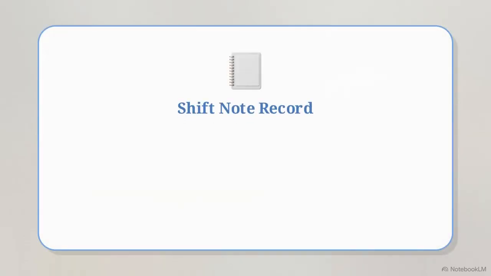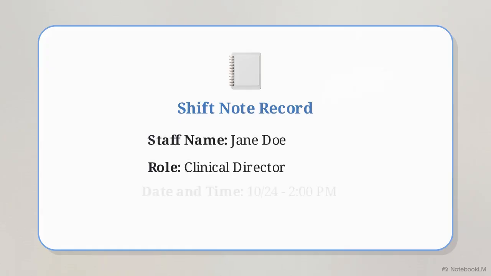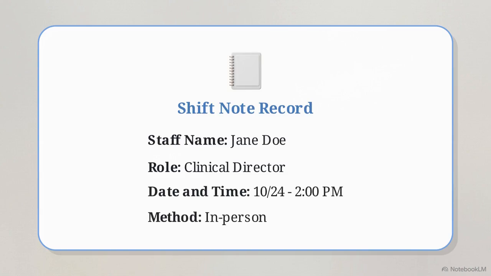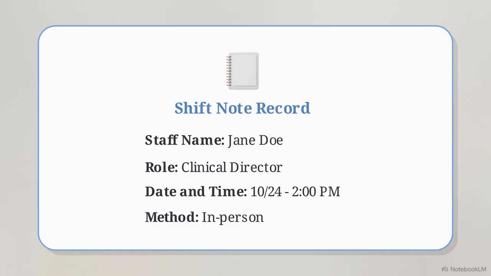For moderate or high-risk scores, you must satisfy a documentation standard known as the shift note rule. Your shift note must serve as a legal record of communication. It must include 4 pieces of data: the name of the staff member you notified, their professional role, the date and time of the contact, and the method used, such as a phone call or in-person report.